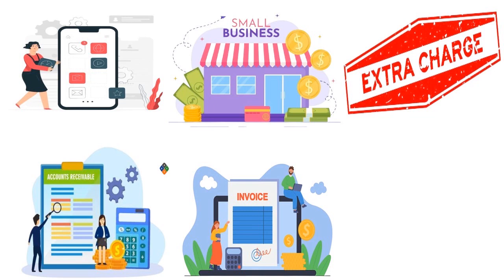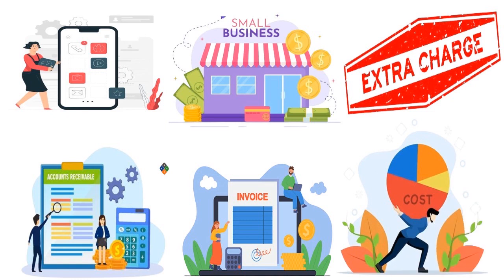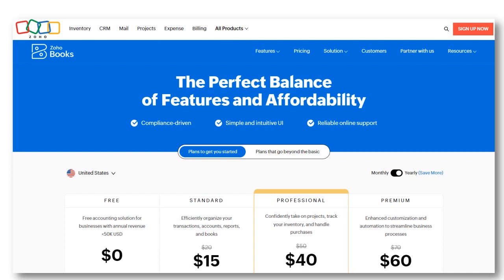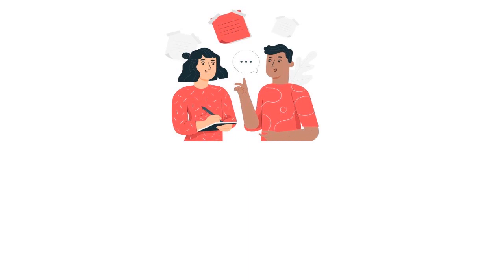Now, how much does Zoho Books cost? I want you to look right now on the screen. So you have a free version, a standard version, a professional version, and a premium version. So this is kind of straightforward. Okay, they have four pricing tiers. Now, the pricing tiers actually will be tied to the number of users that you want to set up.